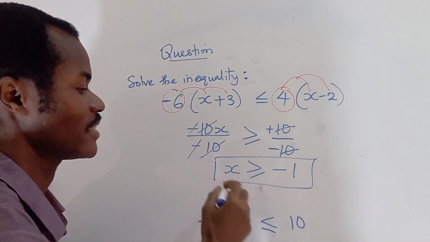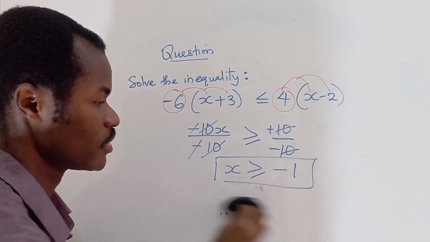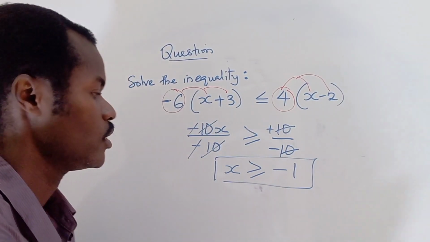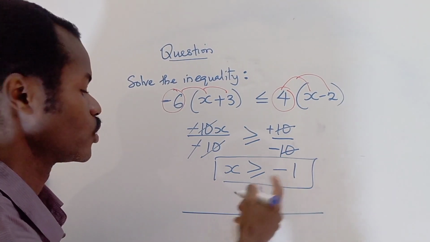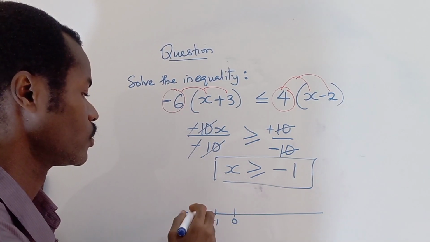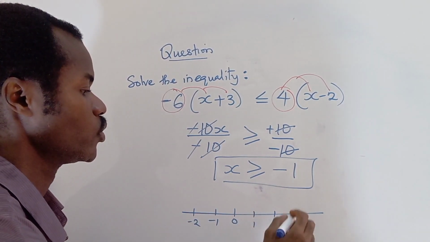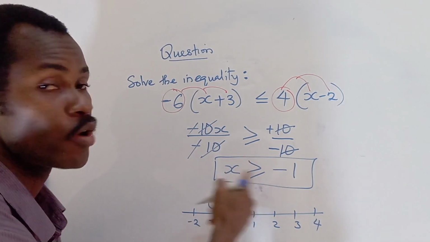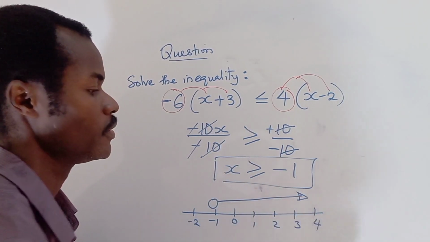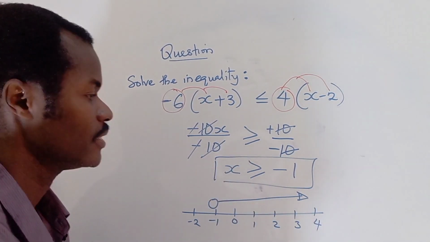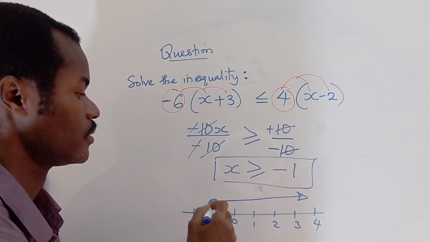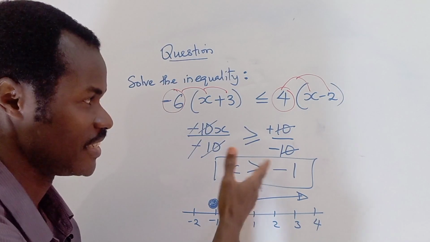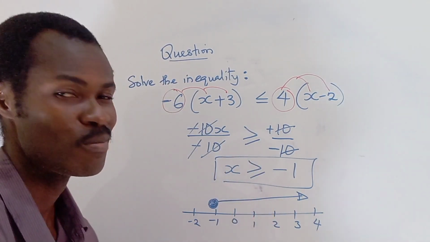So we have this as our answer to this problem, but sometimes you will be asked to represent this on a number line. All you need to do is draw a number line. Minus 1 has to be there, so we have 0, minus 1, minus 2, and 1, 2, 3, 4. You identify this point with the circle. Now, the arrow points to the right since it's greater than, and since it's equal to, you want to shade the circle. So this represents this inequality on the number line.